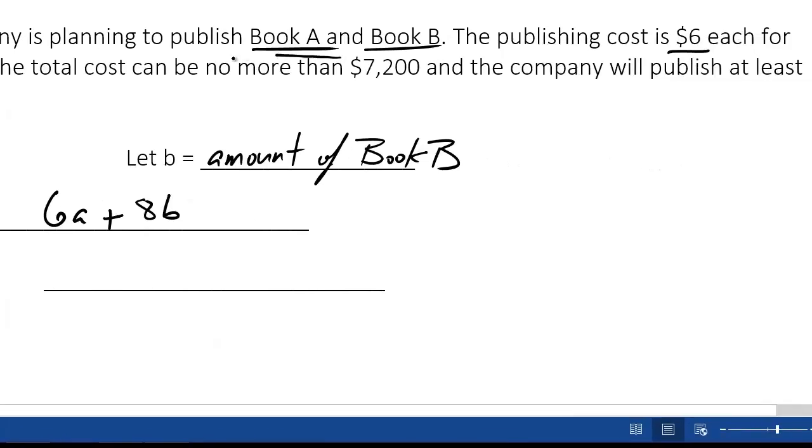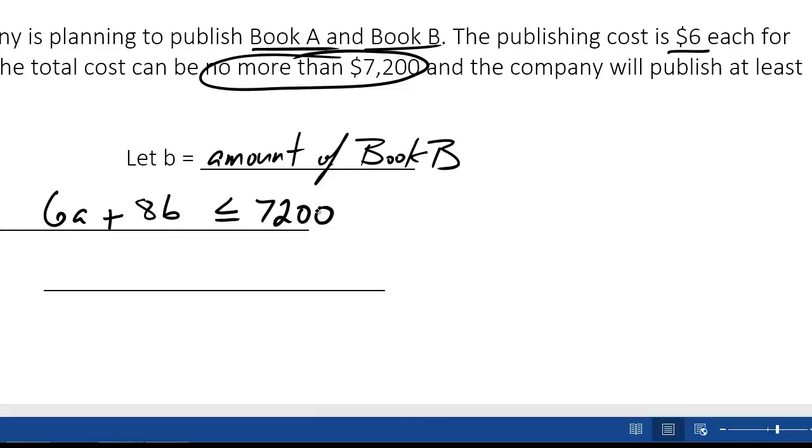And that can be no more than $7,200, so pretty much that means 6A plus 8B is less than or equal to $7,200. Now for inequality 2, it deals with books published, so just our variables, because the amount of books A and the amount of books B is A and B. So A plus B needs to be at least 1,000. So at least means greater than or equal to 1,000.